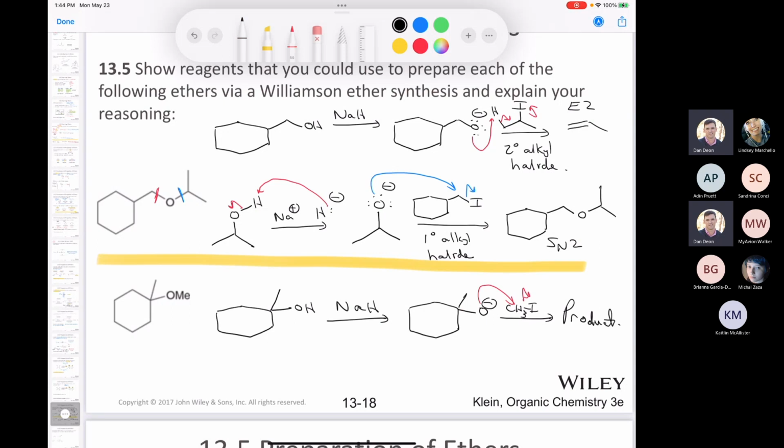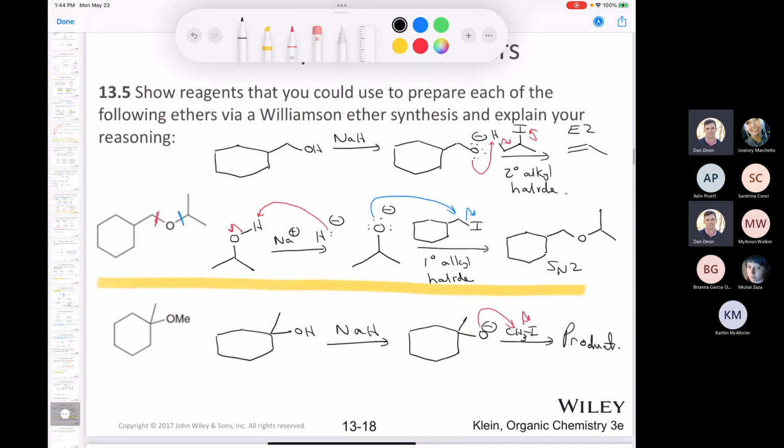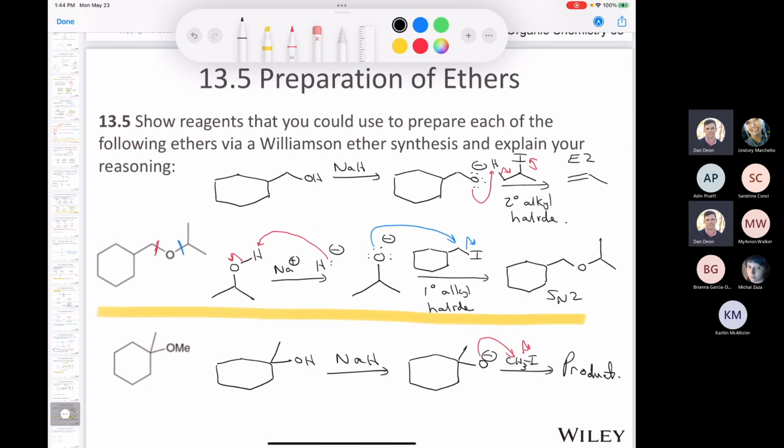Perfect. There you go. And again, I've taught this class long enough to know that this is a real classic. Organic chemistry instructors love to ask this question. They love to ask it on the ACS final.